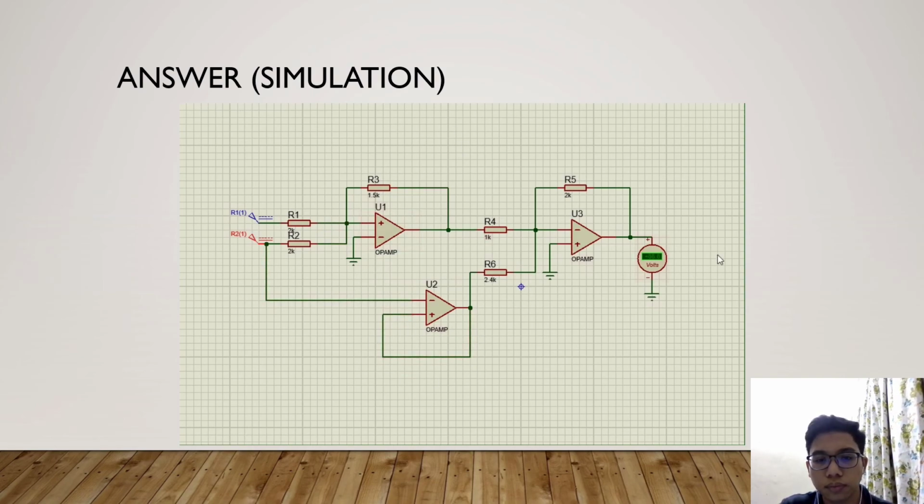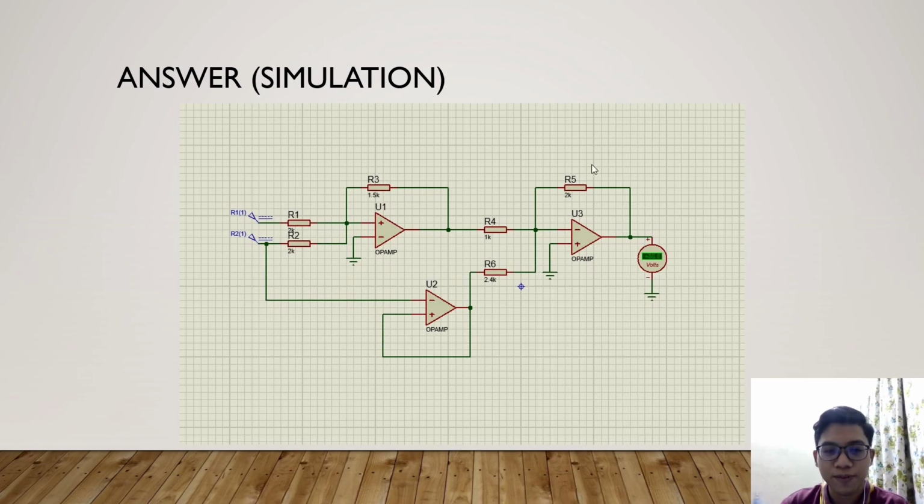In order to know the voltage output for the simulation, we have to simulate. The answer we get is positive 7.33. Therefore, the result from the simulation is acceptable. Alright, so this is the answer for the simulation for question 4.